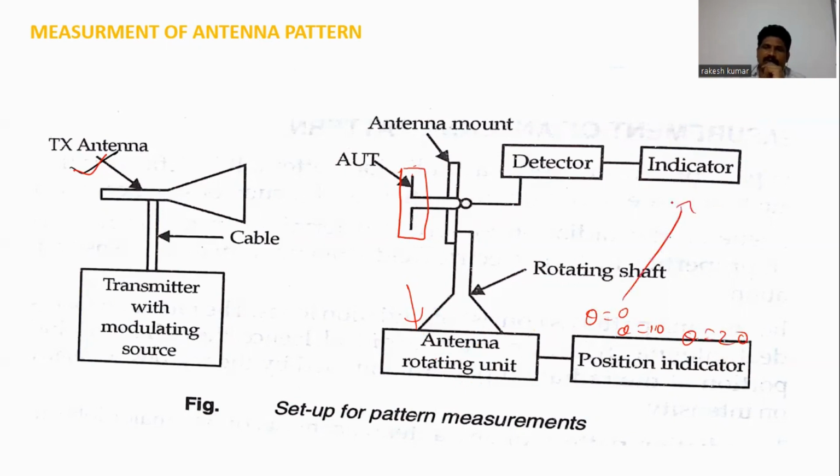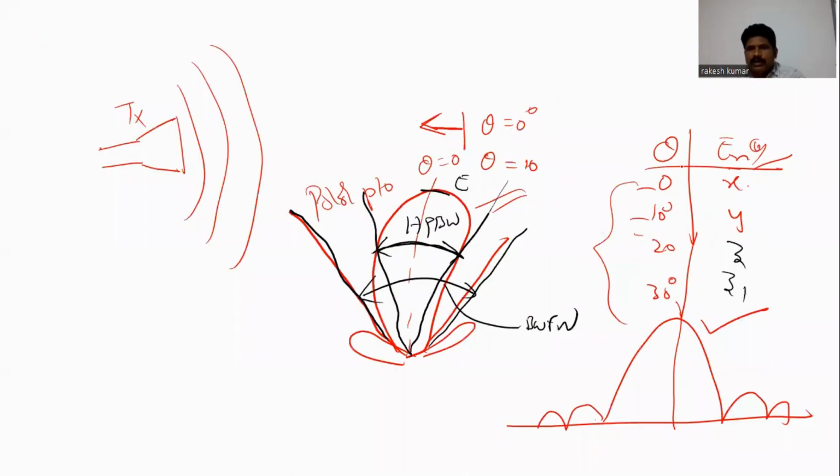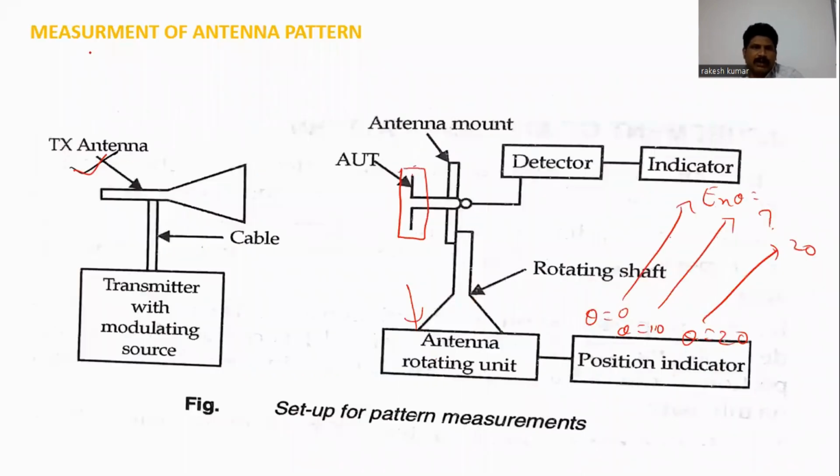Here you will note, for theta equal to 0 degrees, what is the normalized electrical field. For theta equal to 10 degrees, you note the normalized electrical field. For theta equal to 20 degrees, likewise. So you will make a simple table like this, theta and n of theta, and from that you can draw the pattern. From that pattern you can easily calculate the half power beam width and the beam width between first nulls. So this is the primary setup for measuring the radiation pattern.